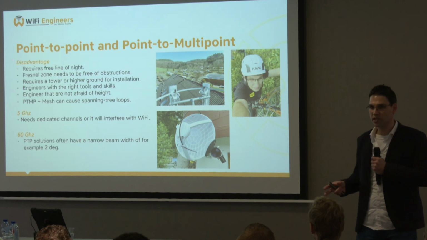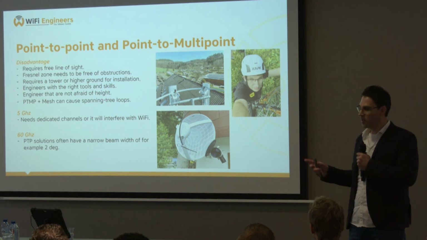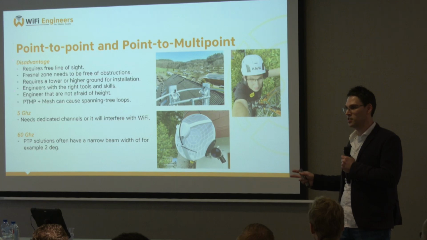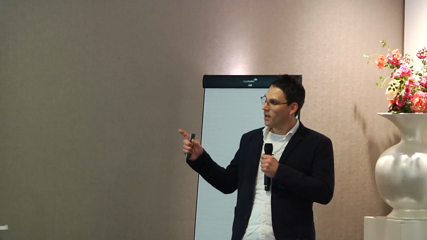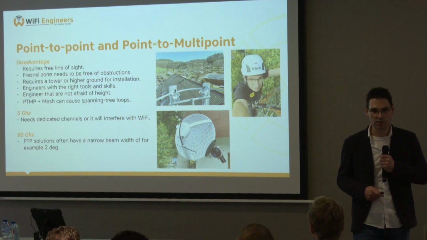The angles which are used for the beam width are quite often around 2 degrees when you're talking about 60 gigahertz solutions. If you compare that to 5 gigahertz solutions, you might often see a 15 or maybe 30 degree angle. Over a 100 meter distance with a 2 degree angle, this means you can be off by 1.5 meters to the left or 1.5 meters to the right. So it can be a bit of a challenge to get everything properly aligned. So take your time when you want to deploy a 60 gigahertz point-to-point link.